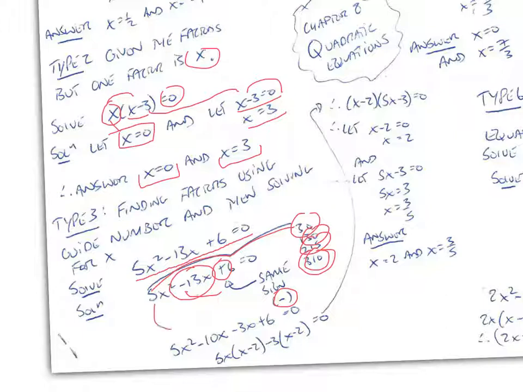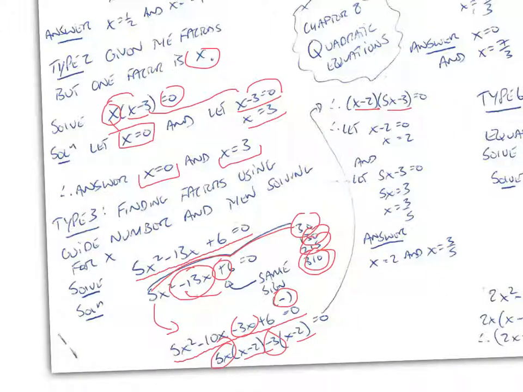So we rewrite this with that in mind. So we have 5x squared minus 10x minus 3x plus 6 equals 0. And then we just factorize by grouping. So we end up with 5x into (x minus 2) minus the 3 here into (x minus 2). So our standout factor is x minus 2. Our other factor is 5x minus 3.